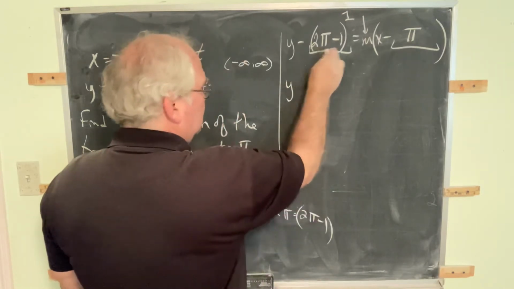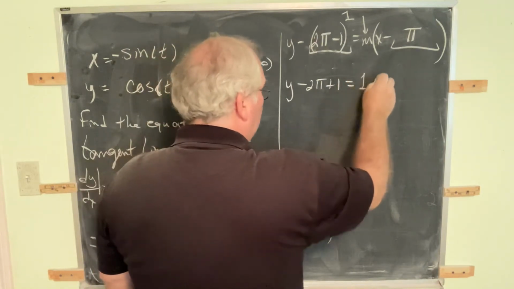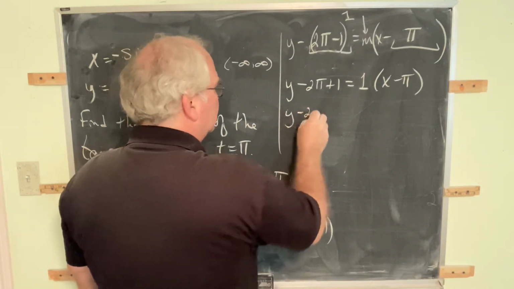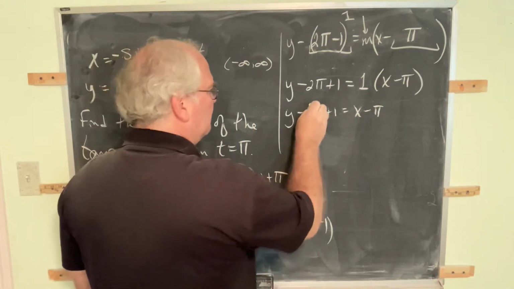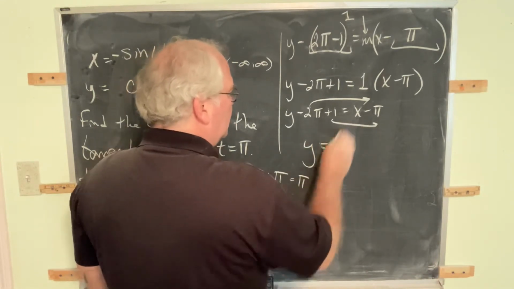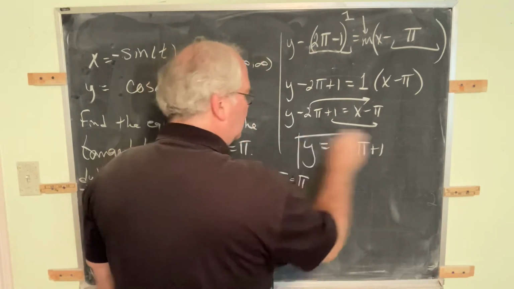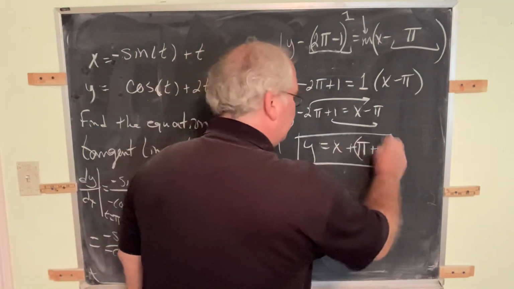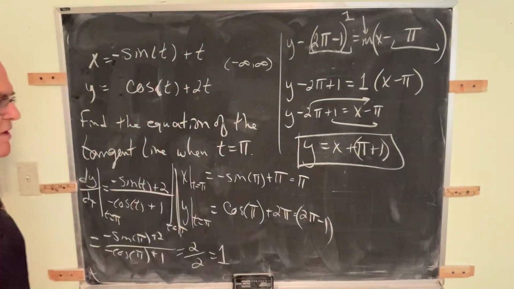So we have y, and I'm going to distribute this negative sign: y minus 2 pi plus 1 is equal to 1 times x minus pi. Y minus 2 pi plus 1 is equal to x minus pi. And now get it in slope-intercept form. So move this across, add 2 pi, and subtract 1. If we add 2 pi, we get pi plus 1. So that's the equation of the line: y is equal to x plus pi plus 1. If you want, you can put the pi plus 1 in parentheses and think of this as mx plus b. The y-intercept of that line would be pi plus 1.